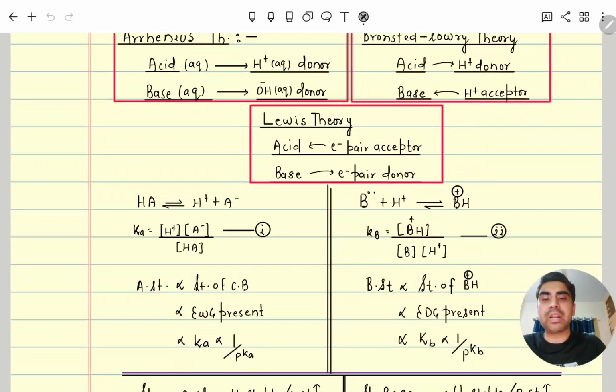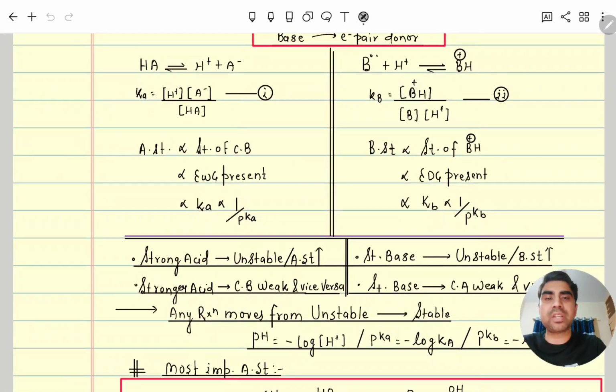Like here you can see that HA is a weak acid, so it forms H plus and A minus. Its equilibrium constant is the concentration of products divided by the concentration of reactants. Acidic strength is directly proportional to the stability of the conjugate base, meaning the more stable the conjugate base, the more tendency the reaction has to move forward. If any electron withdrawing group is attached to this conjugate base, then it will be more stable, the reaction will have more tendency to move forward, meaning acidic strength will be more.